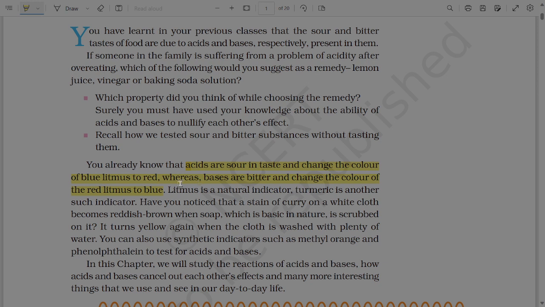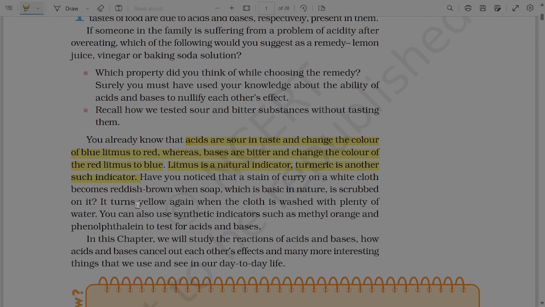So what is litmus? Litmus is a natural indicator, and turmeric is another natural indicator. Have you noticed that a stain of curry on a white cloth becomes reddish brown when soap, which is basic in nature, is scrubbed on it? It turns yellow again when the cloth is washed with plenty of water. Here we see that soap is basic in nature. Turmeric turns reddish brown when soap is applied to it.